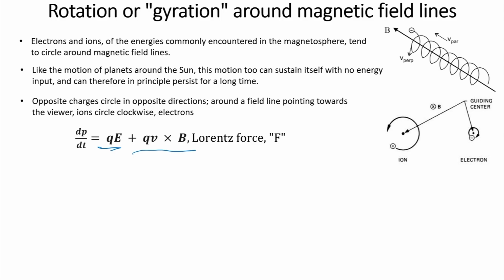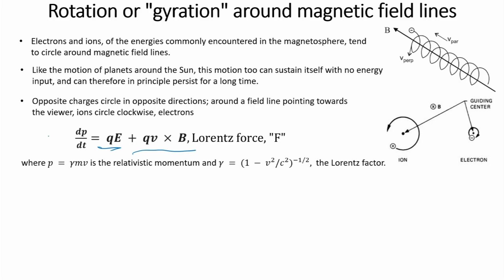Now, let us assume a condition. Before that, let me explain. dp/dt is basically your force. This comes from the momentum being m times v, and since v here is relativistic, it means the velocity is a fraction of the velocity of light.